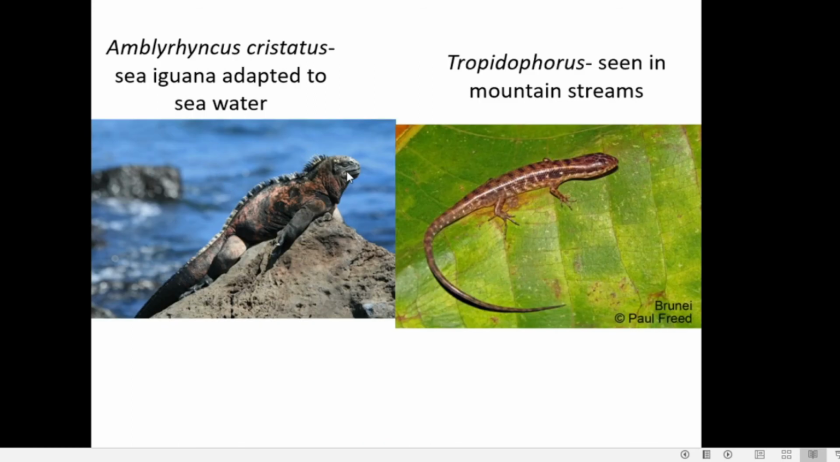This is sea iguana, which is adapted to live in sea water, and its scientific name is Amblyrhynchus cristatus. This is Tropidophorus, which is seen in mountain streams. So we can see that most of them are terrestrial forms, but still you can find some other habitats such as the sea water, mountain streams, etc.